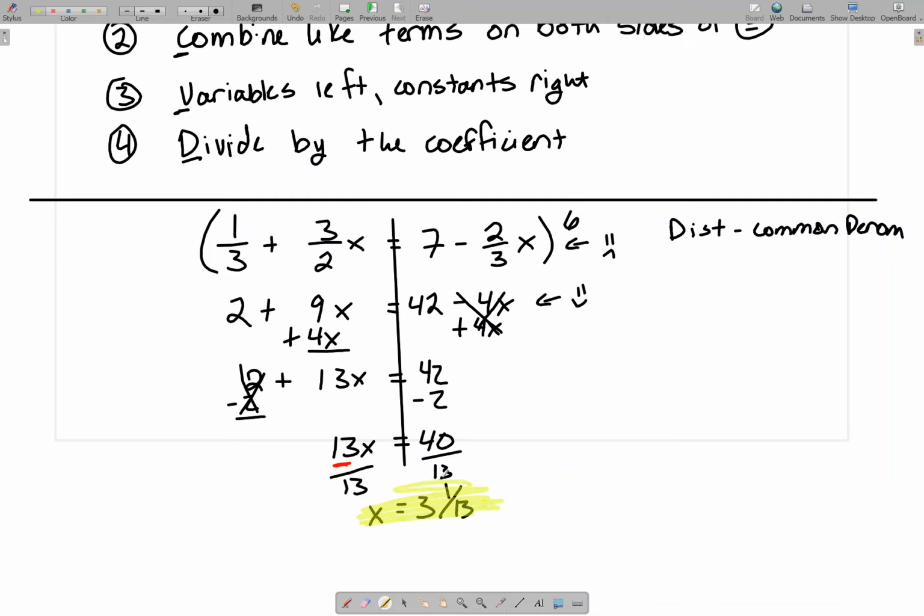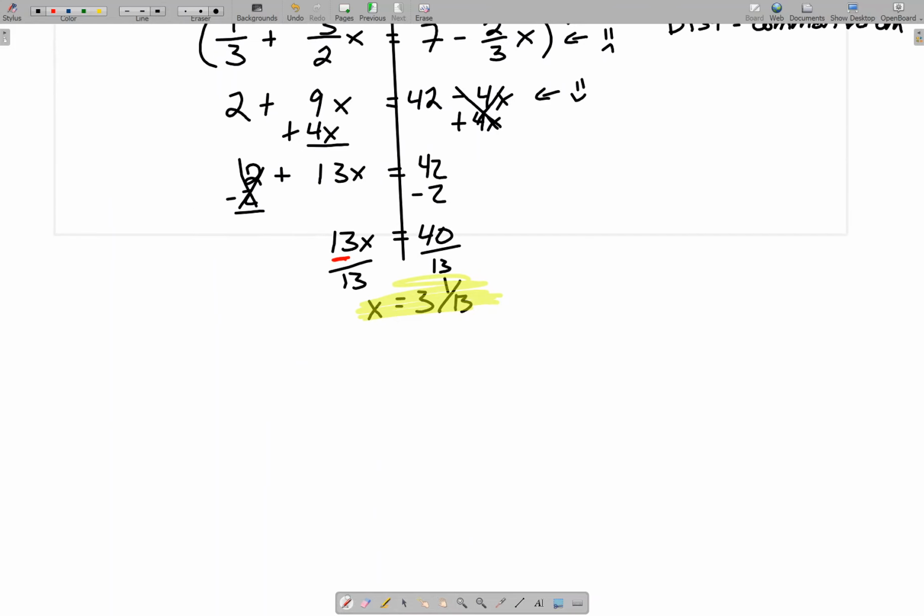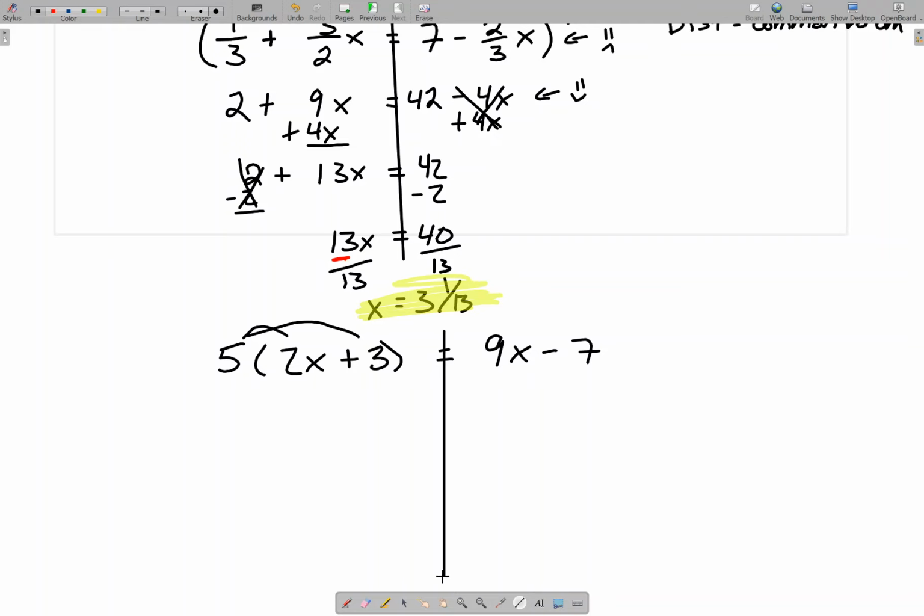All right, let's look at another example here. Let's do something that you have to distribute on. So let's do 5 times, in parentheses, 2x plus 3 is equal to 9x minus 7. All right, step number 1 is to distribute. So I'm going to take the 5 and distribute it to both things inside. I'm going to draw my little bar here so that I can keep everything straight.